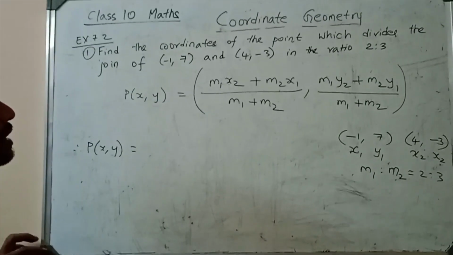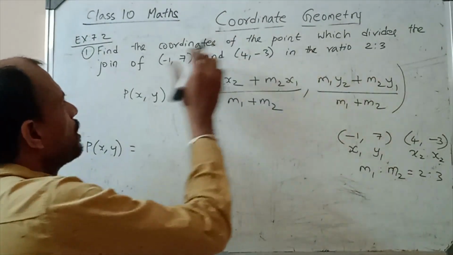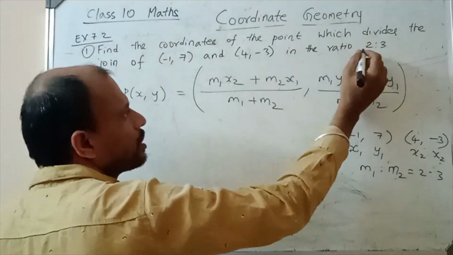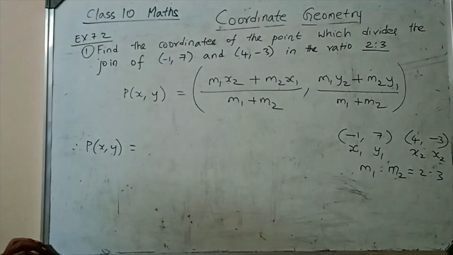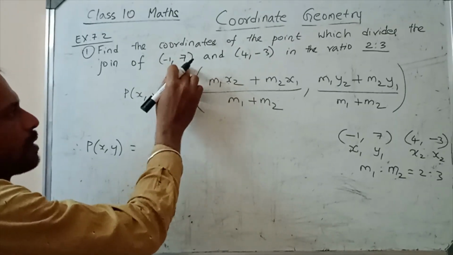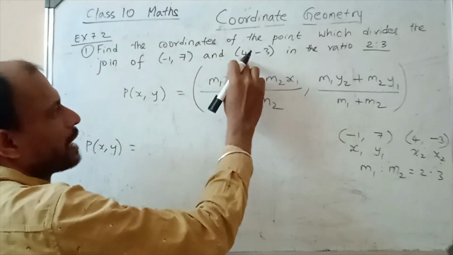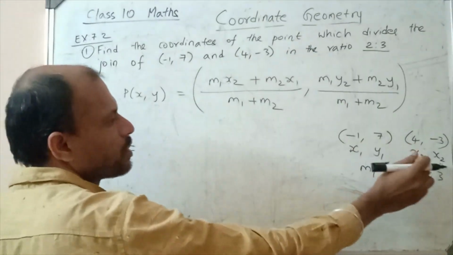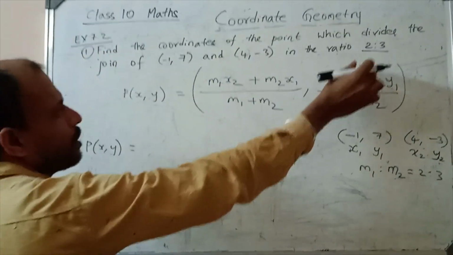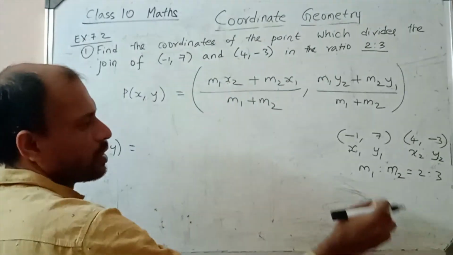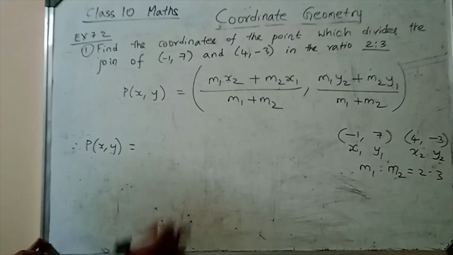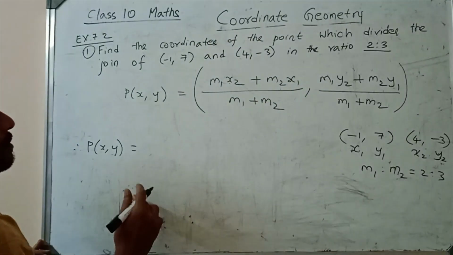So this is the question: find the coordinates of the point which divides the join of (minus 1, 7) and (4, minus 3) in the ratio 2 is to 3. So we can apply the section formula directly. This is the first point, x1 and y1, and the second point (4, minus 3) is x2, y2. Then the ratio 2 is to 3 is nothing but m1 is to m2. That you have to straight away substitute in the section formula to find the point of division.